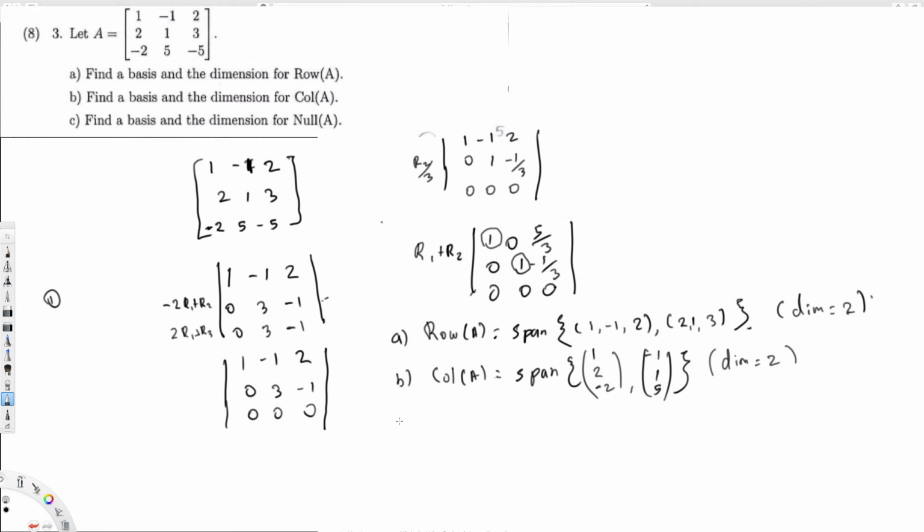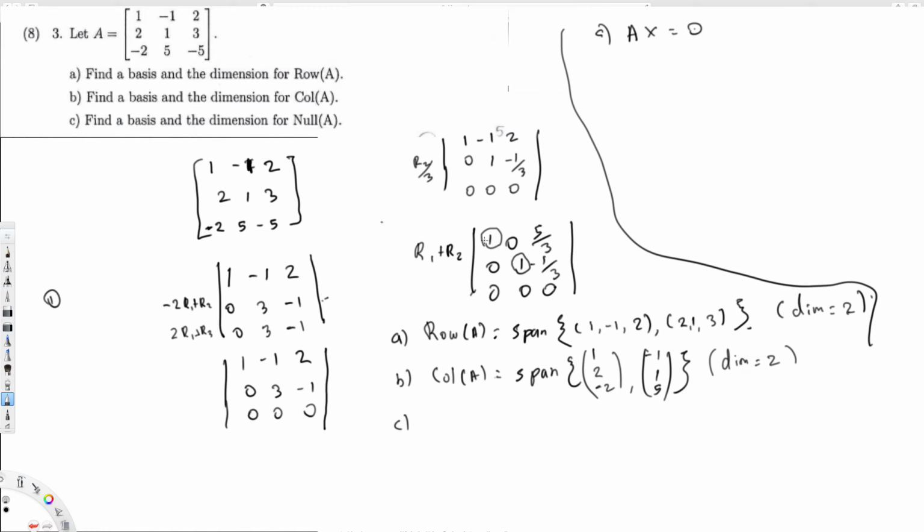Then the third question is asking to find the basis and the dimension for null A. So to do the null A, I have to remember the formula. A times x is going to be capital 0. So in this case, A times x is equal to capital 0, which means the Gauss-Jordan pattern. We have to equalize to 0 and write the final answer in terms of the free variable. So we have to know which is the free variable.